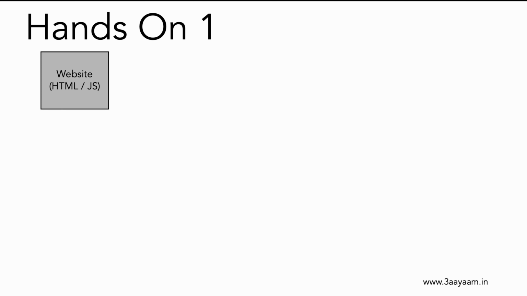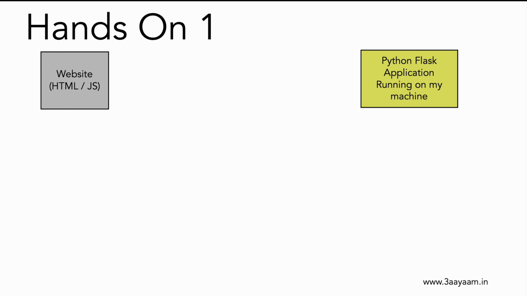All right. Typically, we use web browsers or websites which are written in HTML or JavaScript, and we'll have the Python Flask application, which is currently running on my machine. I'll use AWS Cloud later on. I will showcase the Python Flask application in AWS Cloud. If needed, I'll showcase it on EKS also.